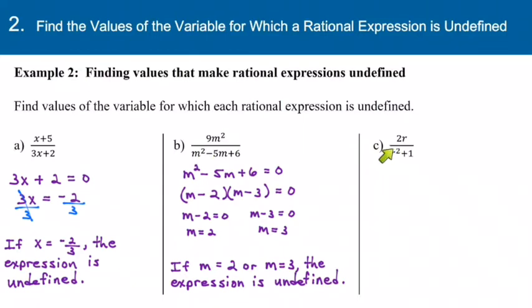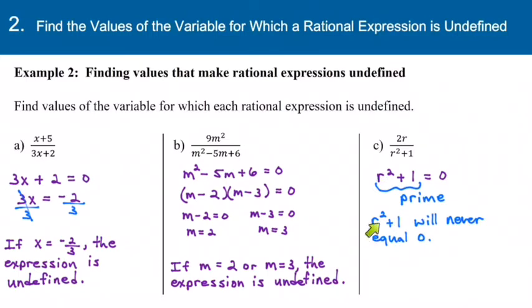Okay, let's try part C. So in part C, we need to find out what values of r would cause r squared plus 1 to equal 0. So notice that r squared plus 1 is not factorable. This is a sum of squares. Remember, sum of squares is not factorable. You can factor a difference of squares, but not a sum of squares. So this expression is prime. In other words, it can't be factored with real numbers.